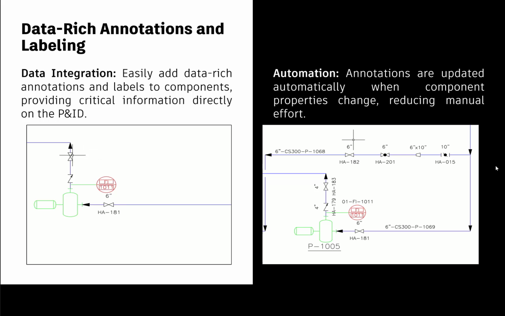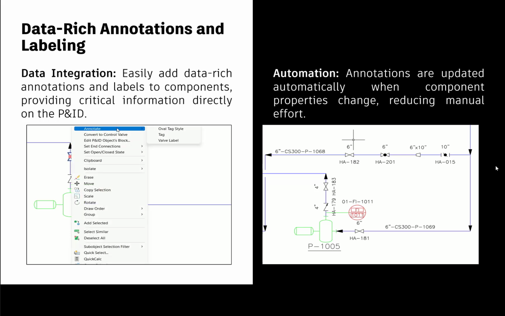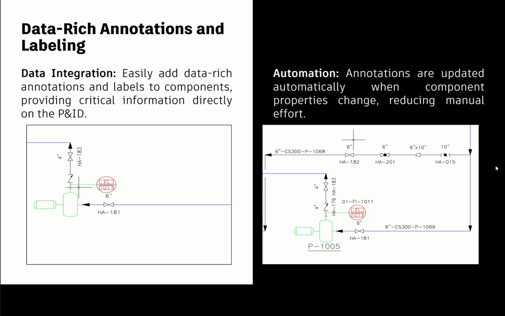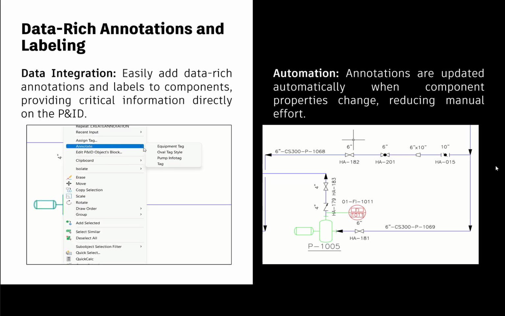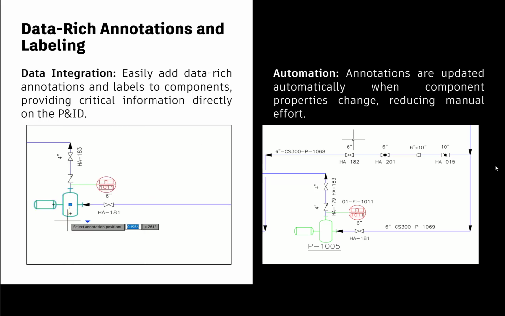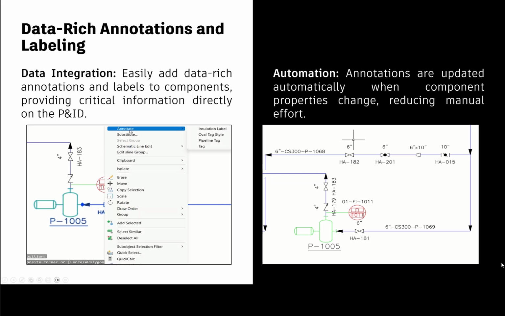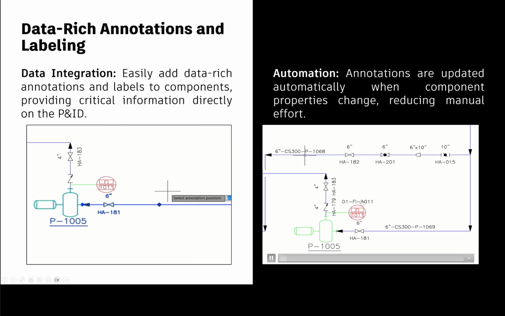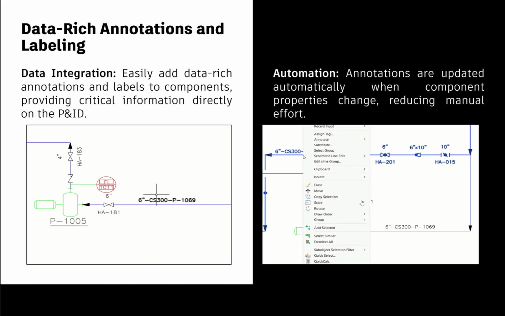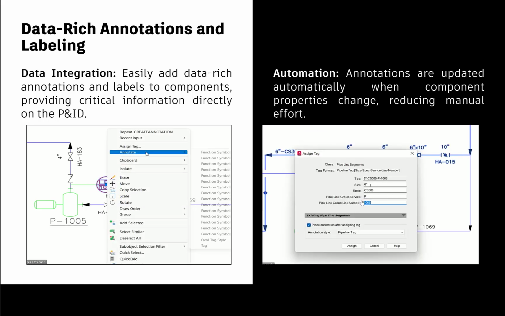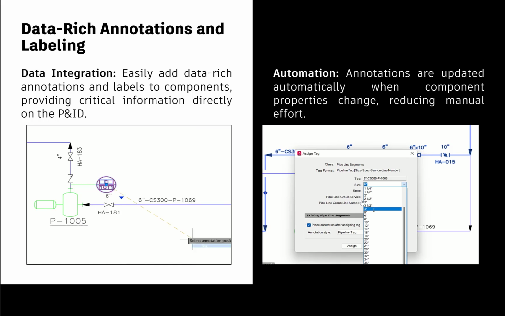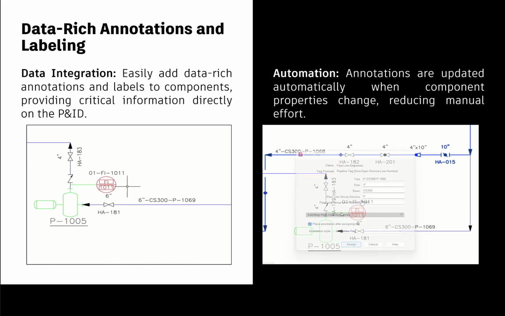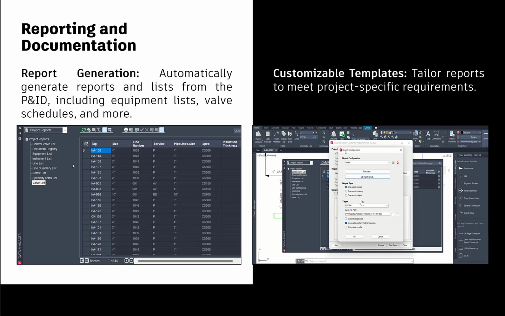Plant 3D also has the ability for you to integrate your data a lot more seamlessly through annotations and labels on your components. That really helps you provide critical information directly on your P&ID. It also helps you automate your notations when your component properties change, reducing a lot of the manual effort that you'd otherwise use if you're using vanilla AutoCAD.